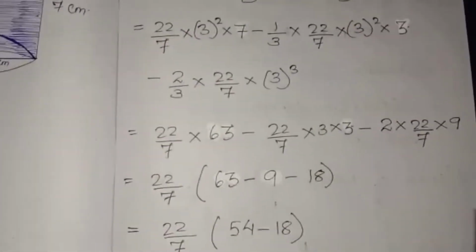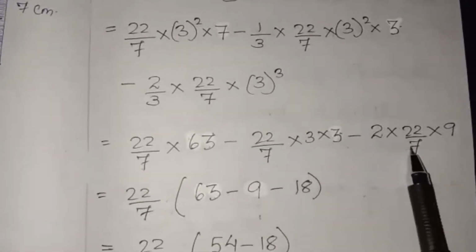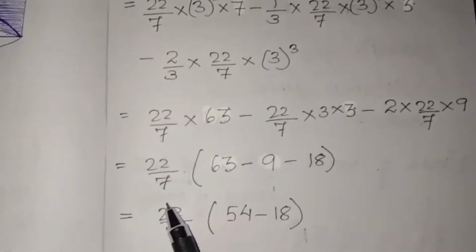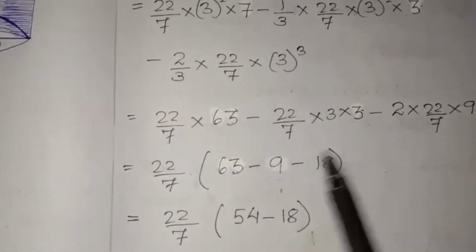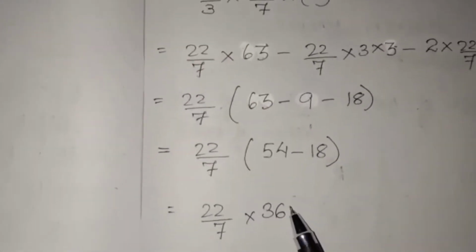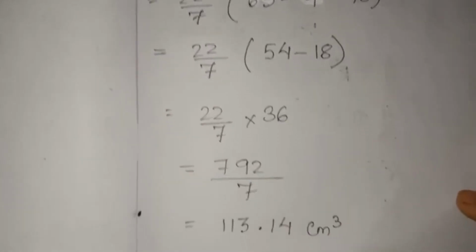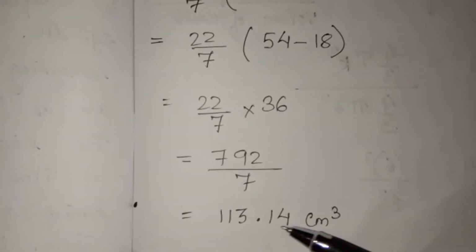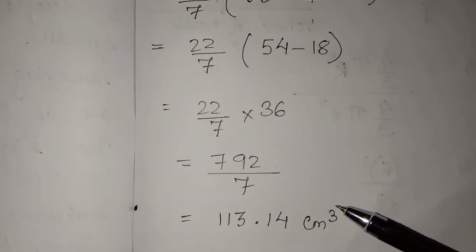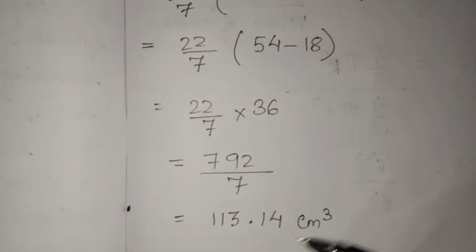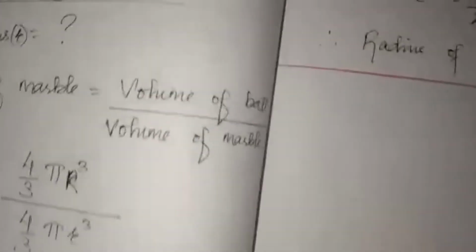After that you simplify this in this line. You can take out this 22/7 common so that you can simplify first. You will get smaller numbers. After that you can multiply and divide by 7. You will get 113.14 centimeter cube. So this is the volume of the remaining solid.